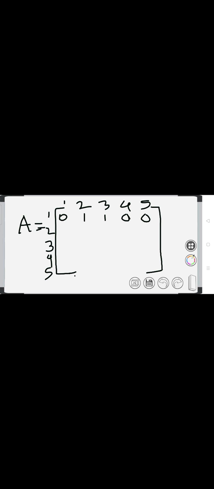Similarly, you can go for node 2. For node 2, you cannot go from node 2 to node 1. An edge exists from node 1 to node 2, but an edge does not exist from node 2 to node 1. It is a directional edge.